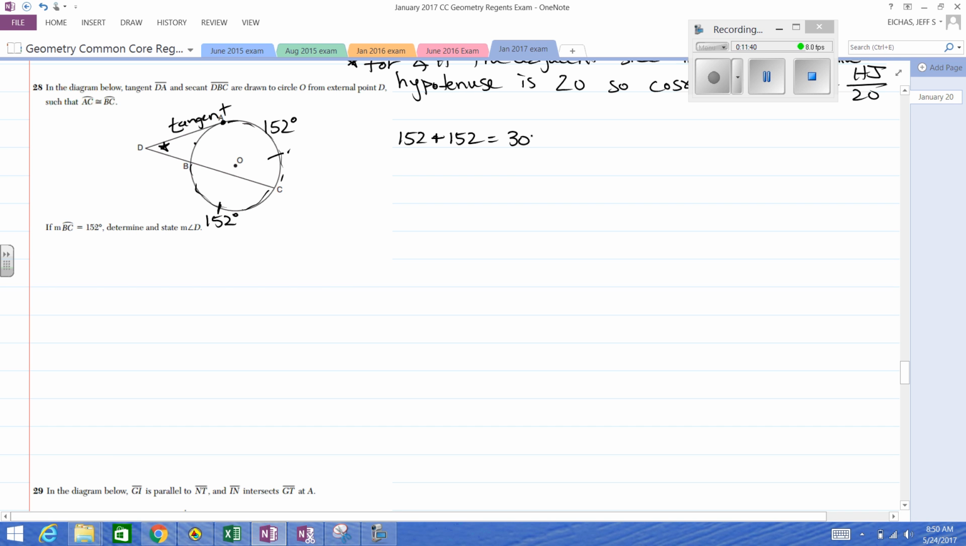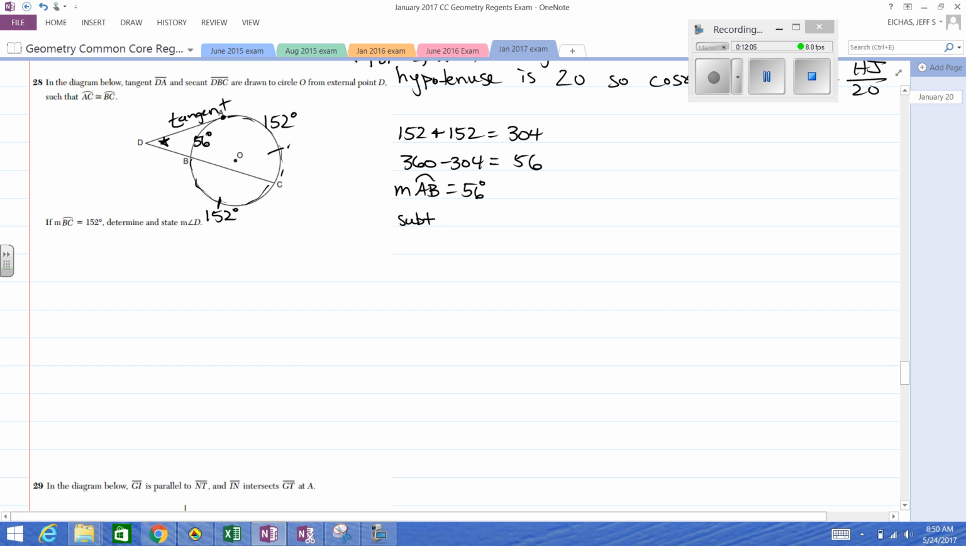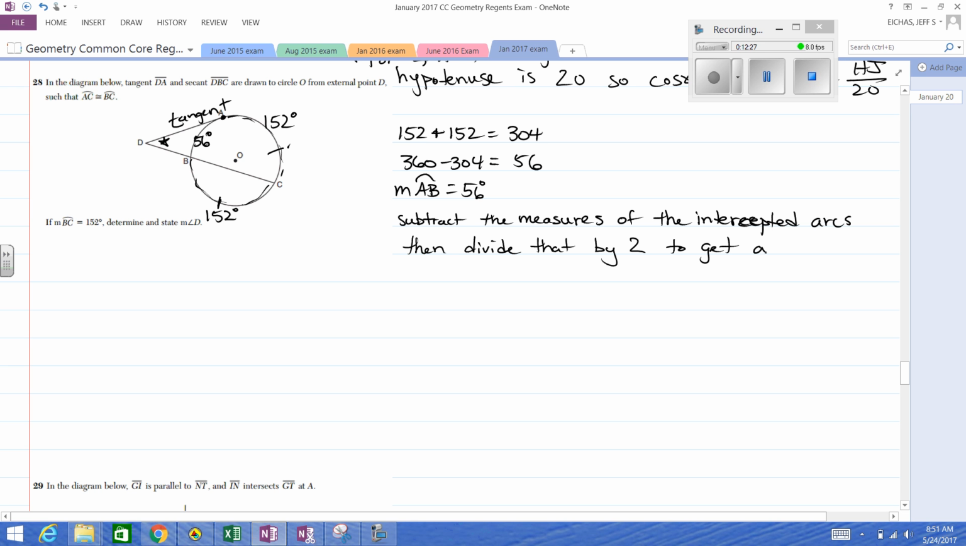So you're showing your work, even though you could probably do it in your head. It's important to do that. All right, so the measure of arc AB is going to be 56 degrees. All right, and what we have is an external angle. What we're going to do with an external angle on a circle to get the measure is subtract the measures of the intercepted arcs. Then divide that by 2 to get the angle measure. So that's for the exterior angle.